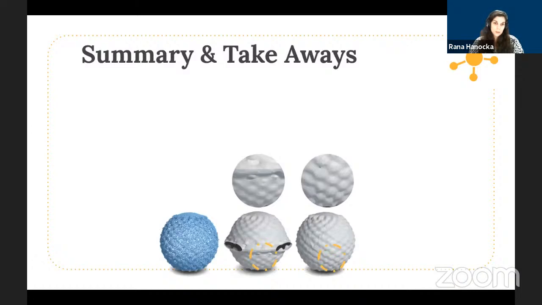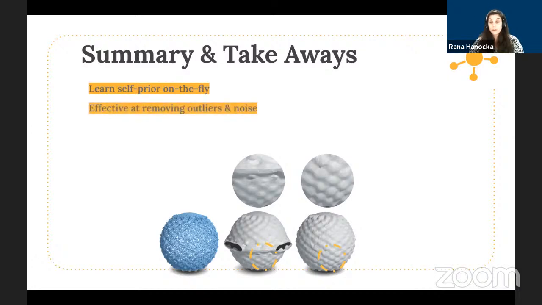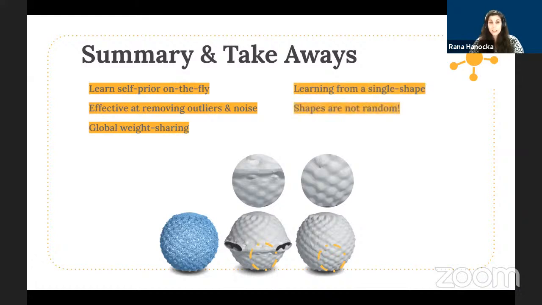The recap of this work is that we propose a method for surface reconstruction, which learns a prior on the fly from the input point cloud. This self-prior is effective at removing noise and outliers. The key is the global weight sharing, which implicitly favors good solutions. Some important takeaways are that it is possible to learn from a single shape and that shapes are not random. They contain strong self-correlations, which are exploited by the self-prior, or in other words, the self-prior learns the shape.